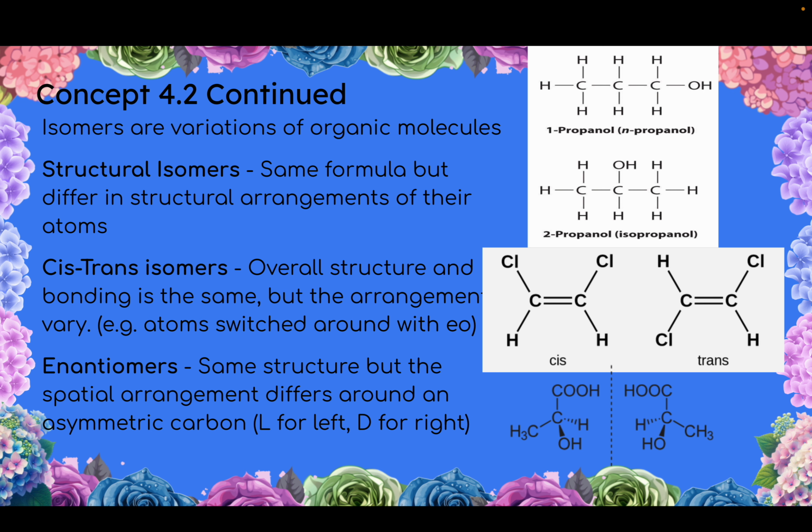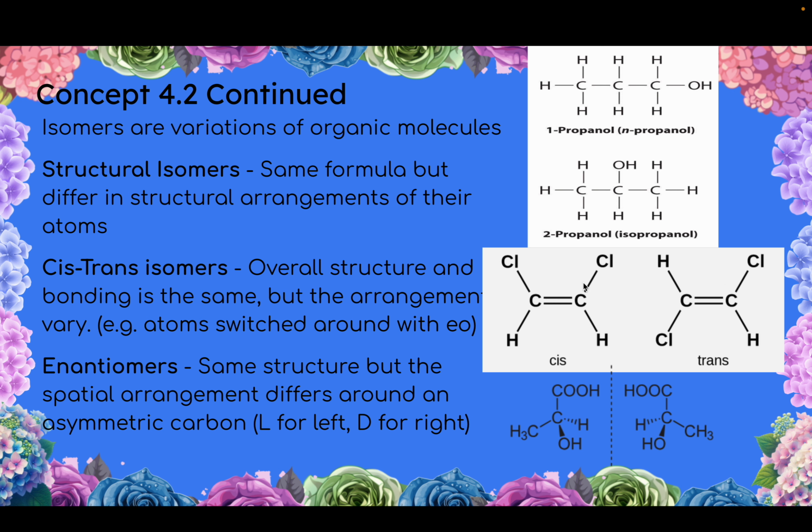And so cis-trans isomers are where the overall structure and bonding is the same, but the arrangement of the atoms varies. The atoms are switched around with each other. This is an image of that. It's a really good example. As you can see, the structure is the same, except in the cis version, the chlorines are all on the top and the hydrogens are all on the bottom. And with the trans version, these two are swapped. They swapped the positions of the atoms. So that's a cis-trans isomer.